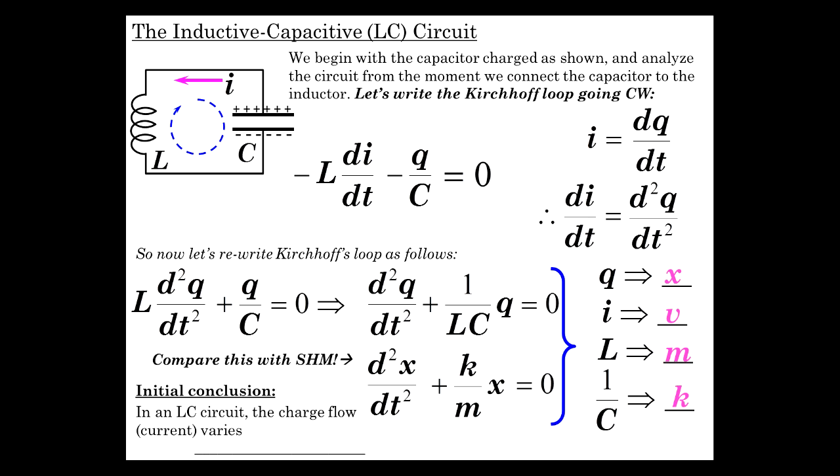So the initial conclusion that we can come to right now is that in an LC circuit, the flow of charge, just like the velocity of the mass, so we remember x and Q are connected. The derivative of x, of course, is velocity, and that varies sinusoidally in SHM. The derivative of Q is current, and so the current, or charge flow, varies sinusoidally as well.